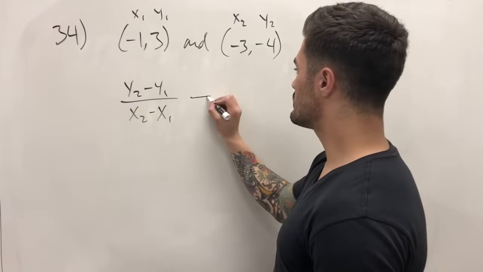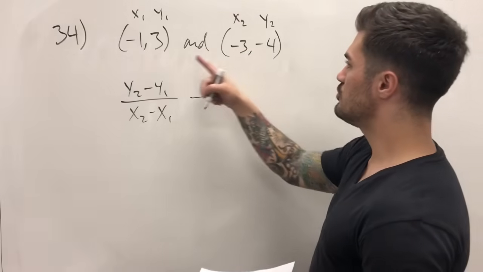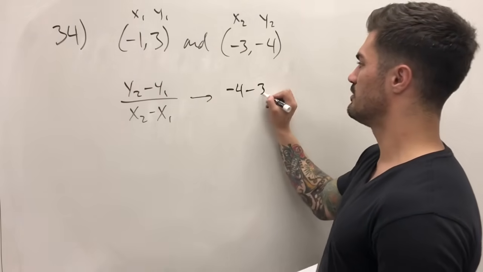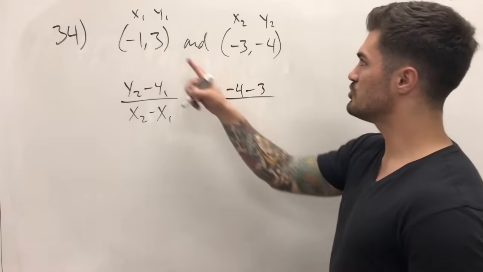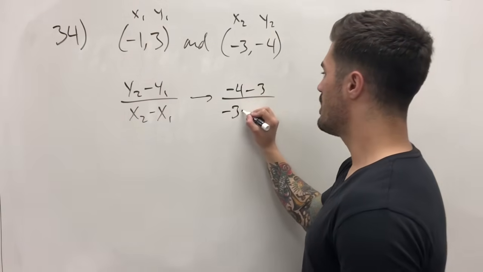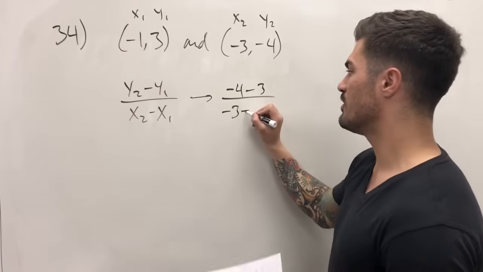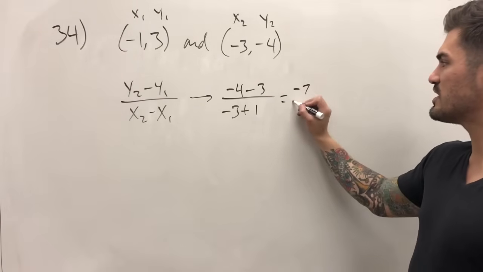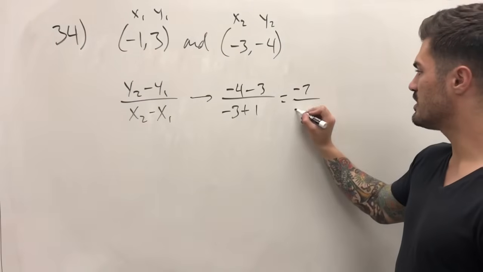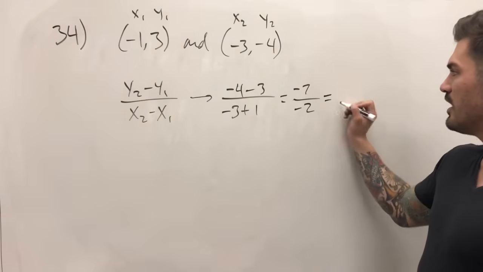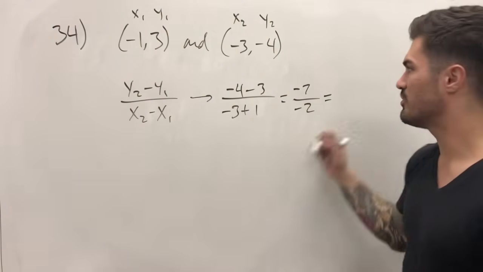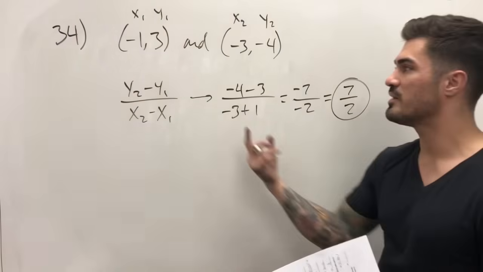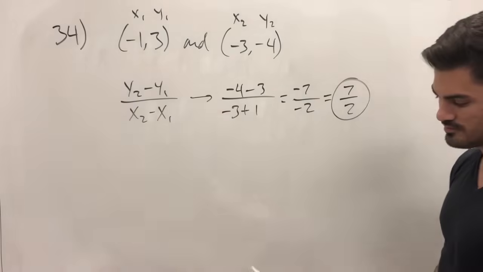So this is gonna come out to be y2 minus y1, so negative 4 minus 3, over x2 minus x1, so negative 3 minus negative 1, so that's plus 1, right? And what does this equal? Negative 7 over negative 2. And let's see, a negative over a negative, I can make that a positive. So I have 7 over 2, and that is the slope of a line passing through these 2 points.